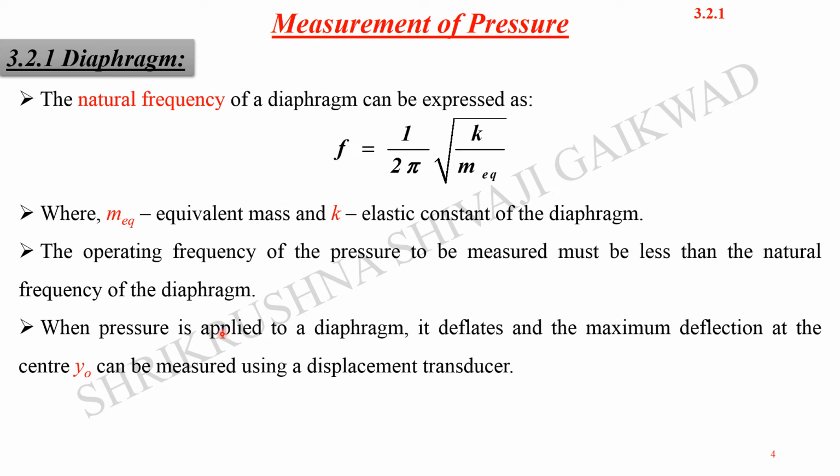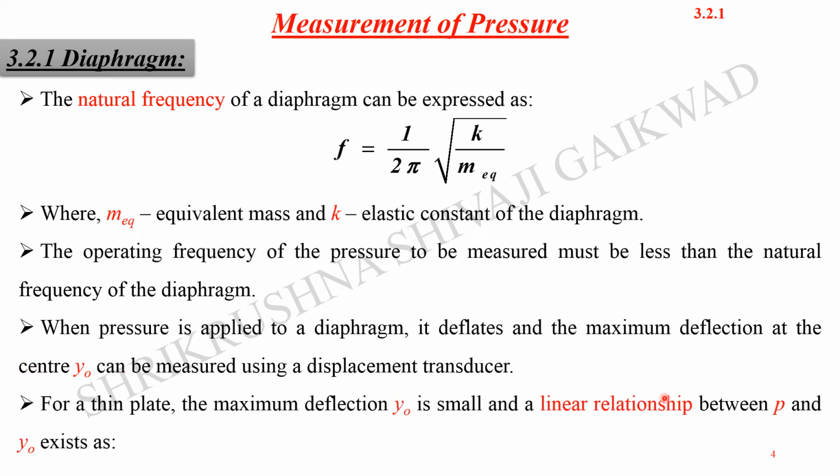Now when pressure is applied to a diaphragm, it deflects, and the maximum deflection at the center of the diaphragm, y0, can be measured by using a displacement transducer. For a thin plate, where the maximum displacement or deflection y0 is small, a linear relationship between P and y0 exists. P is the pressure and y0 is the deflection or maximum displacement. So this relation is linear if the maximum displacement is small.